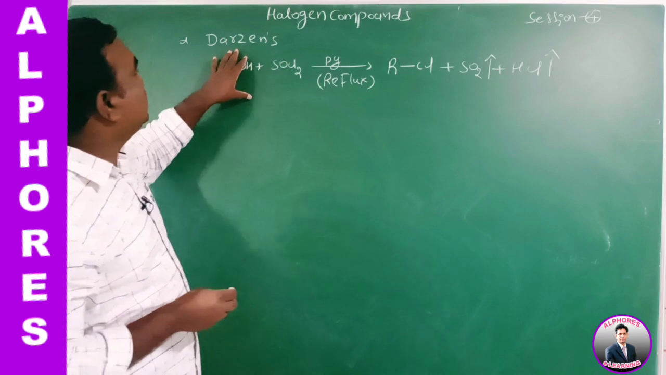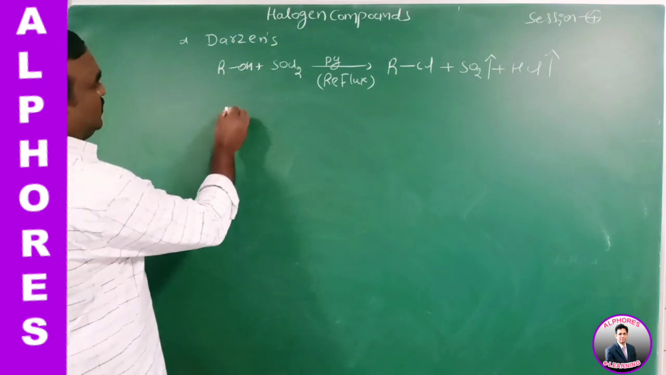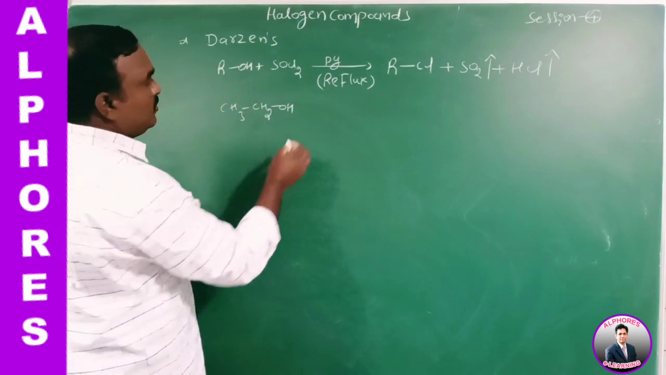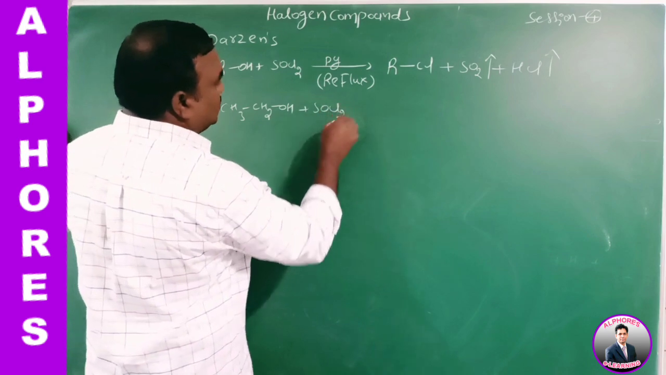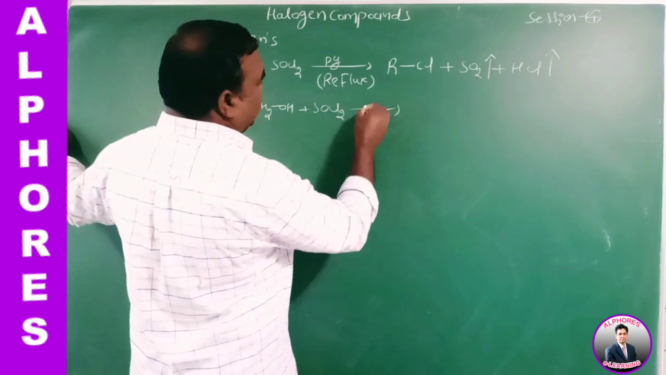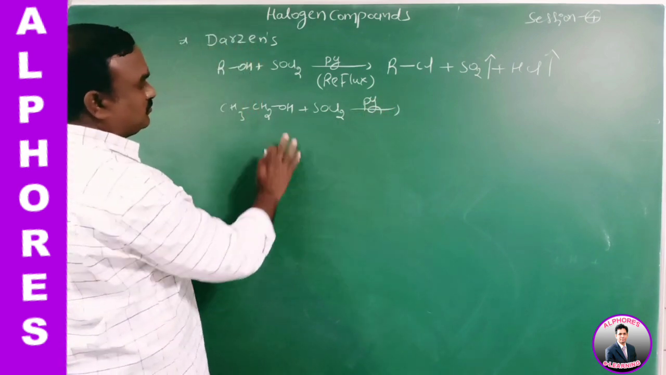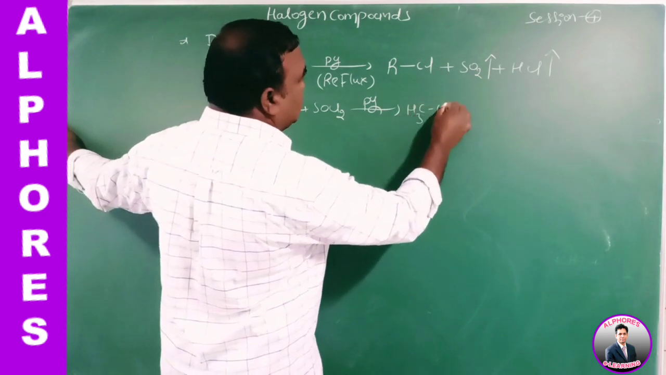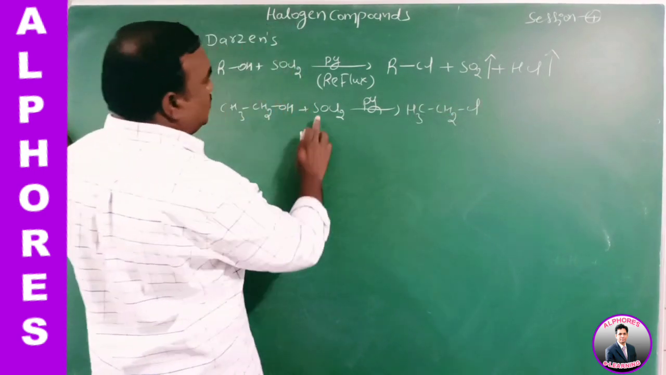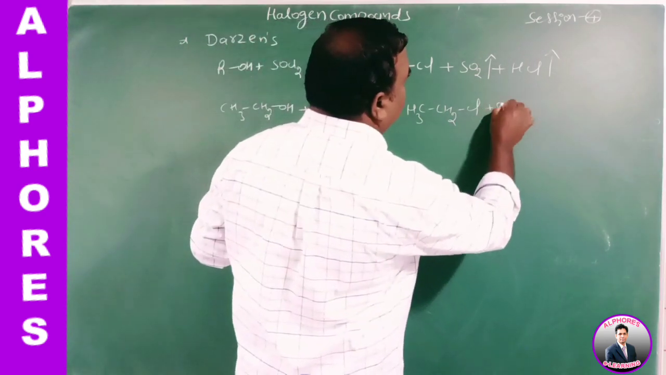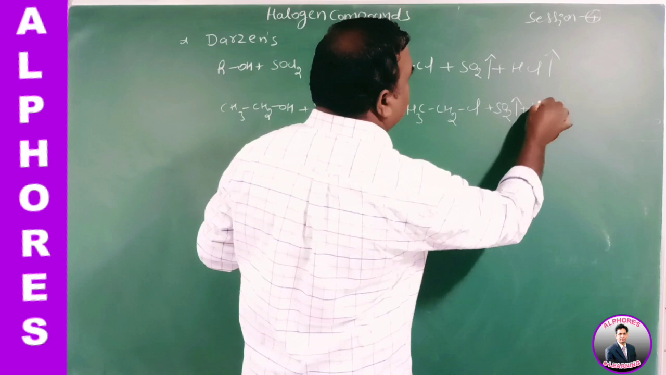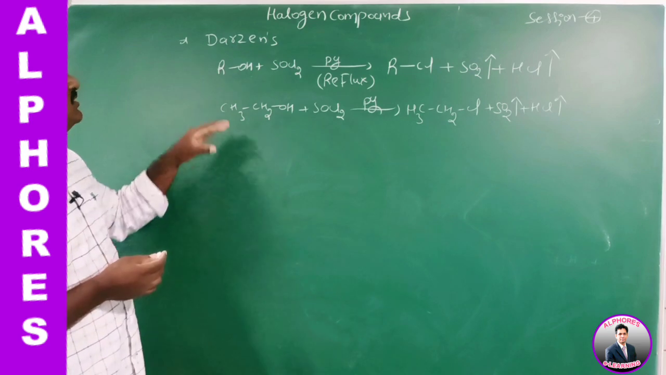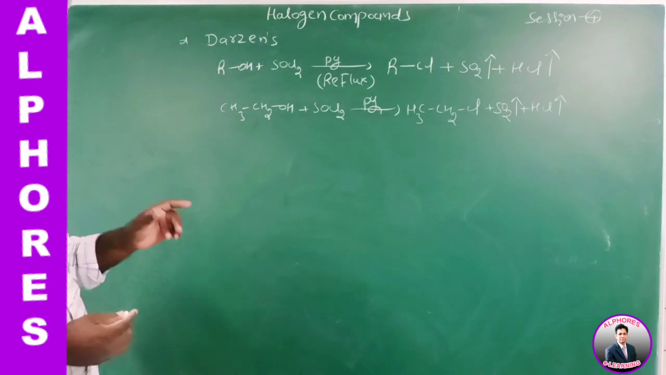This type of reaction is generally called what? Darzens reaction. For example, here CH3CH2OH is given. Now sulfur oxydichloride, thionyl chloride medium is given. OH minus is replaced in this case, giving CH3CH2Cl, SO2 plus HCl, sulfur dioxide plus hydrochloric acid. Both are formed in gaseous state. So this is a way to prepare alkyl chlorides from alcohols.